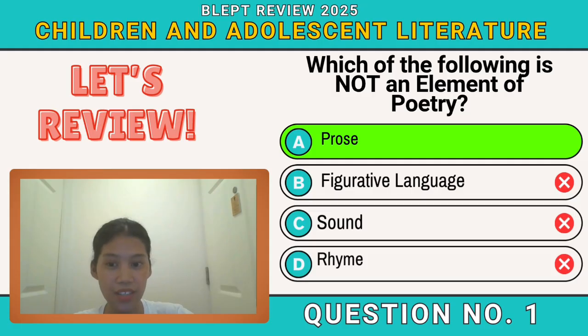The correct answer is letter A, Prose. And we have the three distractors, or the wrong answers, which are letters B, C, and D. So let's know what is prose. Prose is not an element of poetry.